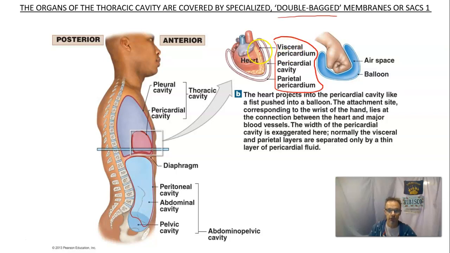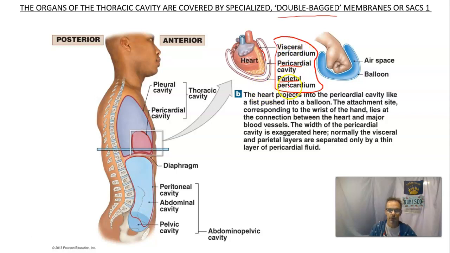So there's a visceral one that is on the surface of the organ itself, and then there is a parietal one, which is on the outer part here, or the wall. So then there's a tiny little space between them that has a fluid in it, and the fluid in here would be the pericardial fluid. So from outside to in would be parietal pericardium, then the pericardial cavity, then the visceral pericardium.